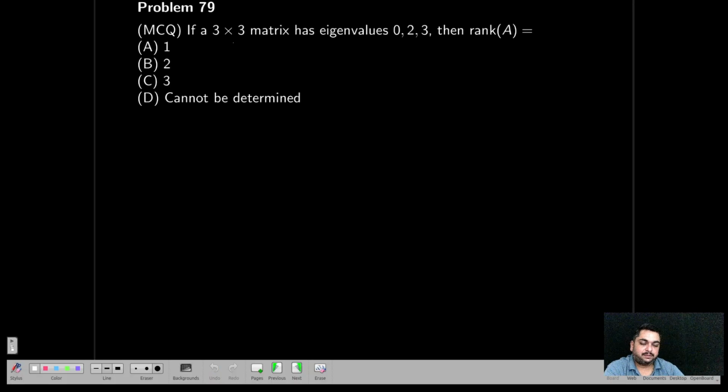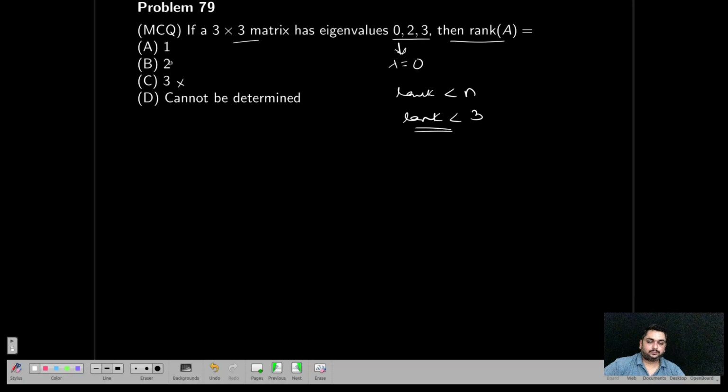If a 3 cross 3 matrix has eigenvalues 0, 2, 3, then rank of A is equal to... Okay, so now you'll see. If you observe here, there is a lambda equal to 0, eigenvalue is 0. That means this is not invertible. If the matrix is not invertible, then the rank will be less than n. So n here is 3. Rank of this matrix will definitely be less than 3. That is using the properties of ranks. So this is ruled out.